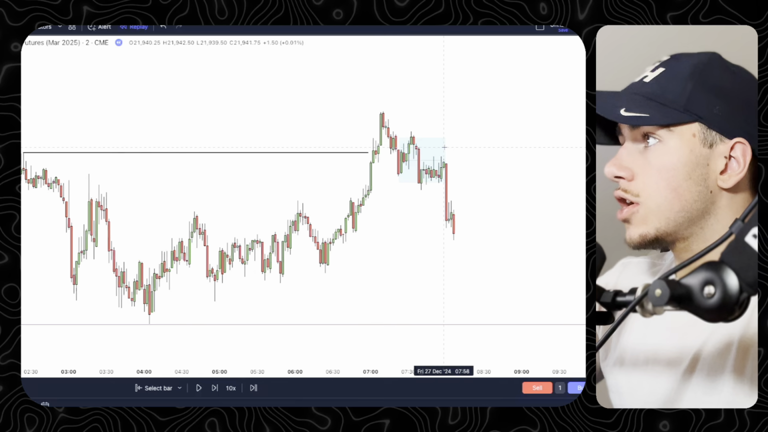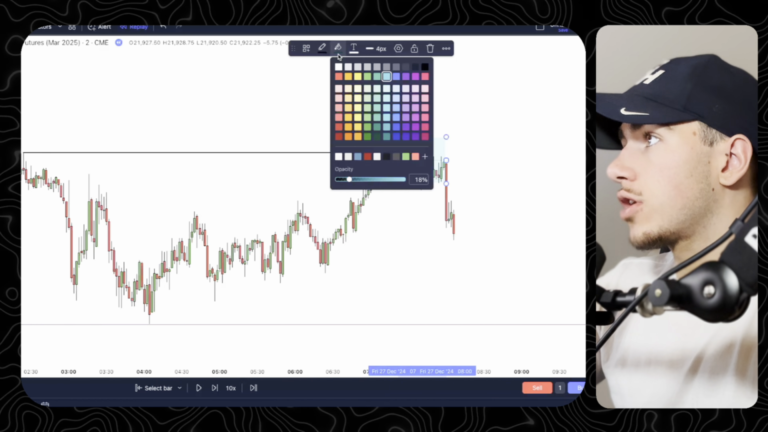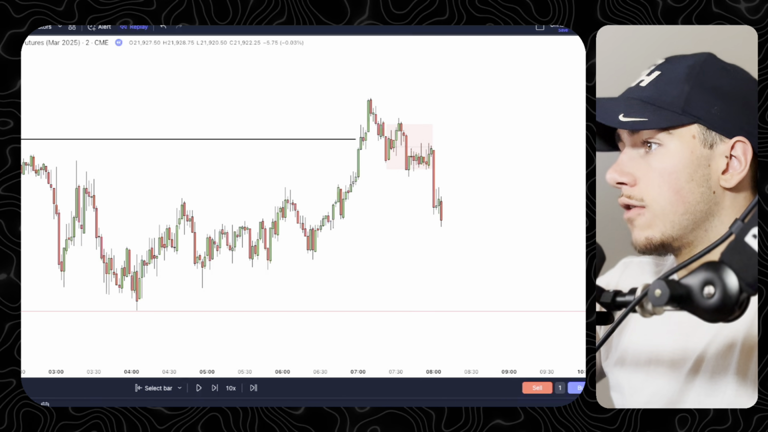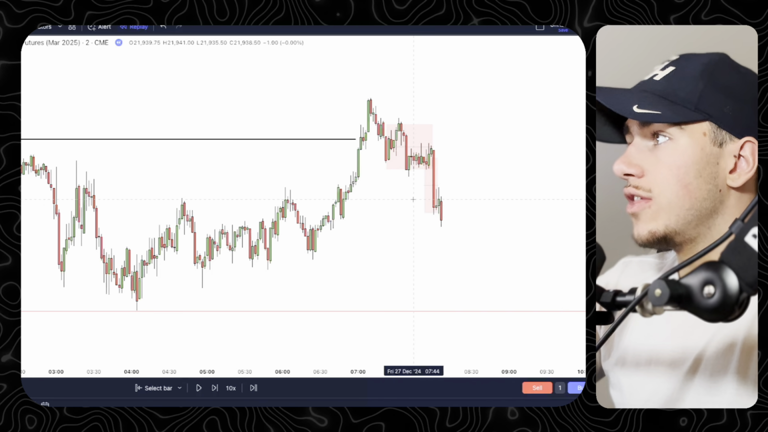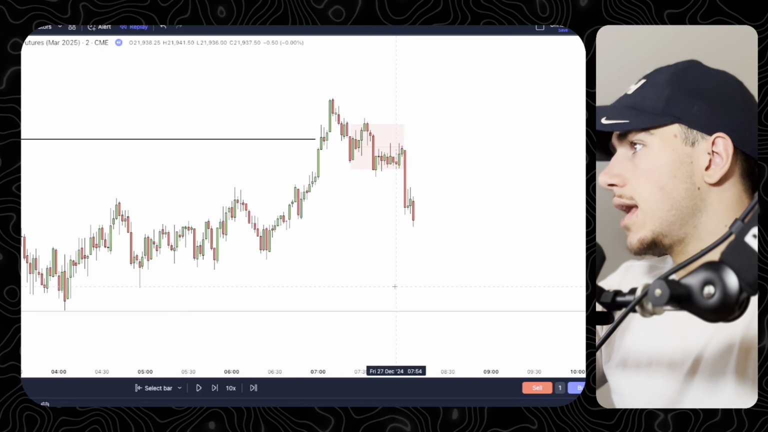We then wait for the consolidation, okay? Because we do not know whether this is indeed a market maker model to go lower yet. But if we wait for the consolidation, then wait for another displacement leg, which we got right here, and then we enter on the second consolidation, we are pretty confident that yes, this is indeed a market maker model.